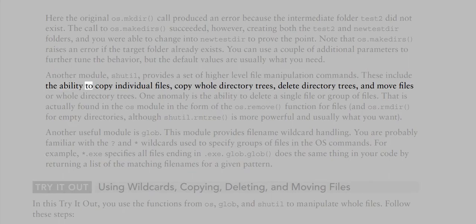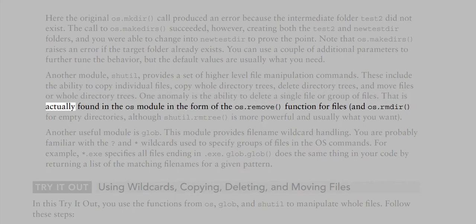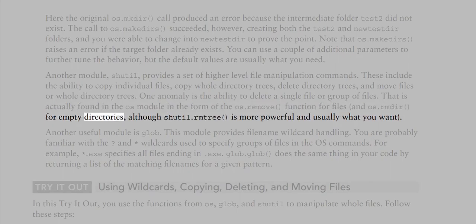These include the ability to copy individual files, copy whole directory trees, delete directory trees, and move files or whole directory trees. One anomaly is the ability to delete a single file or group of files. That is actually found in the os module in the form of the os.remove function for files, and os.rmdir for empty directories, although shutil.rmtree is more powerful and usually what you want.